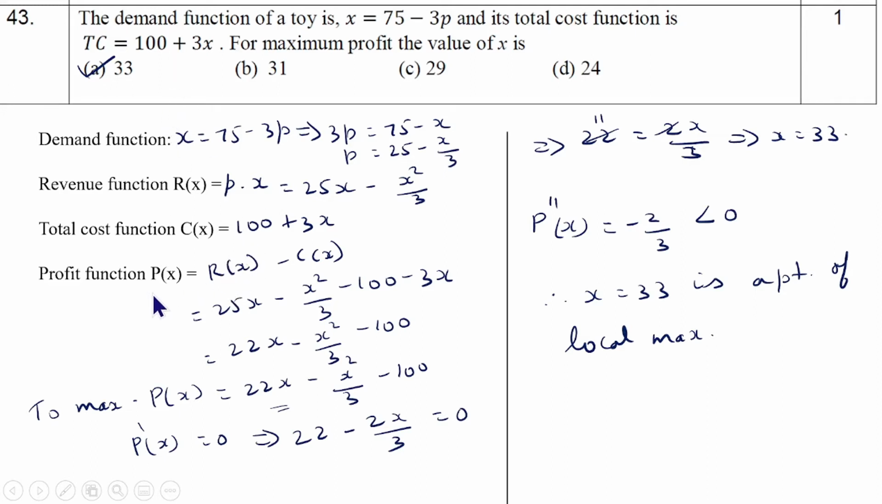From this we can find the profit function as revenue function minus cost function. So we have to maximize this function, 22X minus X squared by 3 minus 100. At the critical points, P dash of X equal to 0. So we get X is equal to 33 and P double dash of X is also less than 0. So for maximum profit, the value of X is 33.